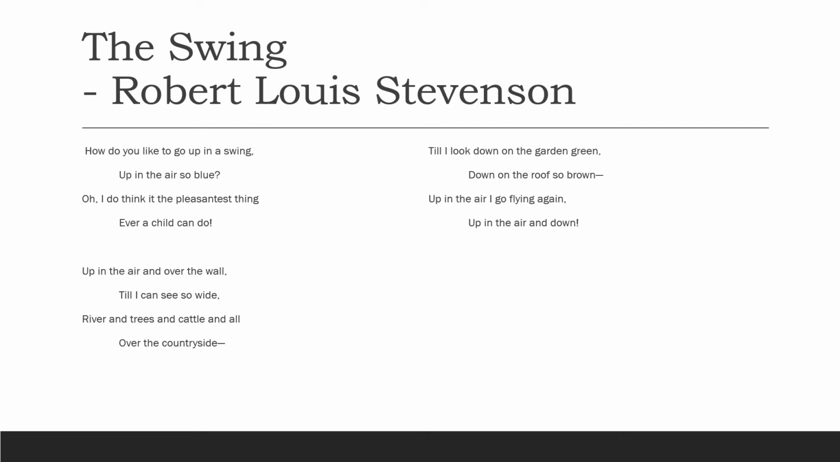So the swing. How do you like to go up in a swing, up in the air so blue? Oh, I think it the pleasantest thing ever a child can do. Up in the air and over the wall till I can see so wide, river and trees and cattle and all over the countryside, till I look down on the garden green, down on the roof so brown, up in the air I go flying again, up in the air and down.